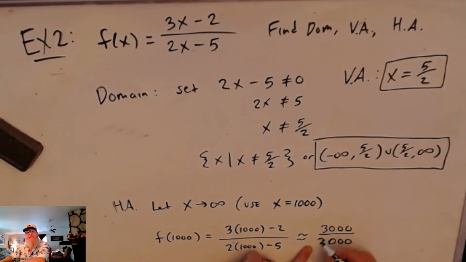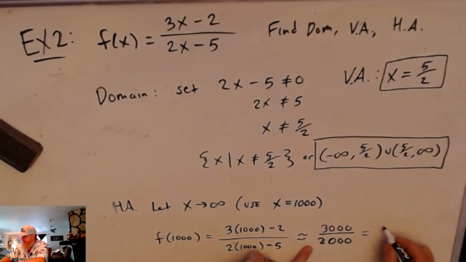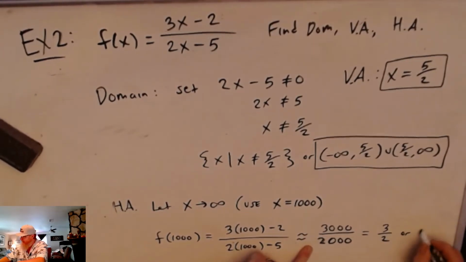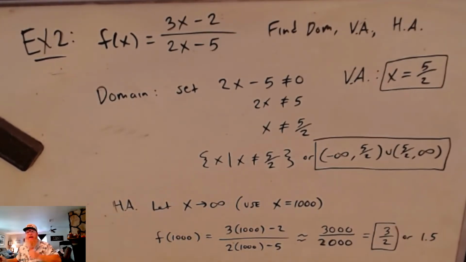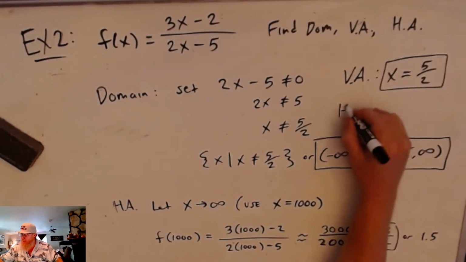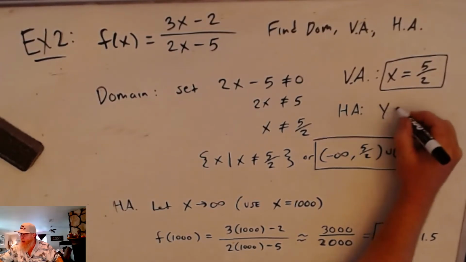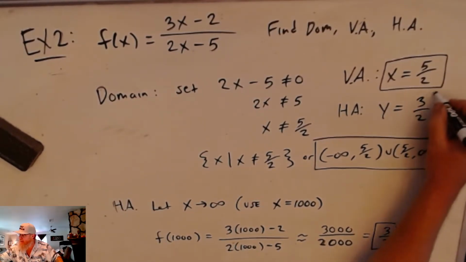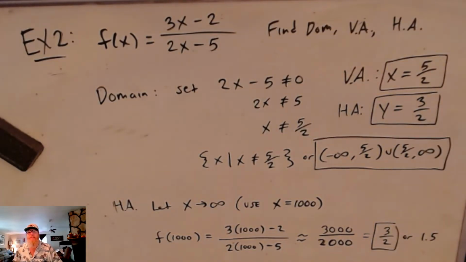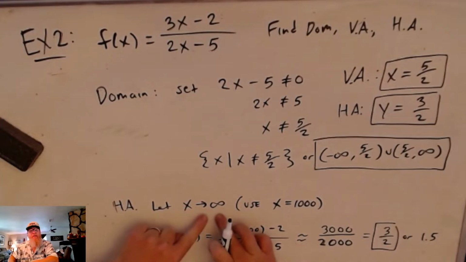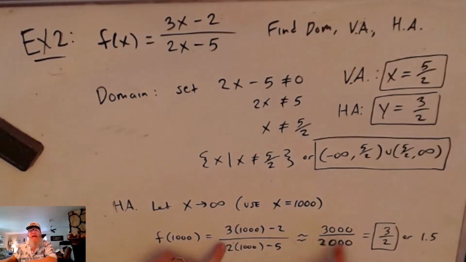And then 3,000 divided by 2,000 is 3/2 or 1.5. I actually would prefer 3/2. So our horizontal asymptote is y equals 3/2 or 1.5. Now again, you could use a negative number. Then this would just be negative 3,000 divided by negative 2,000. They'd both be negative, and you'd still get a positive 3/2.